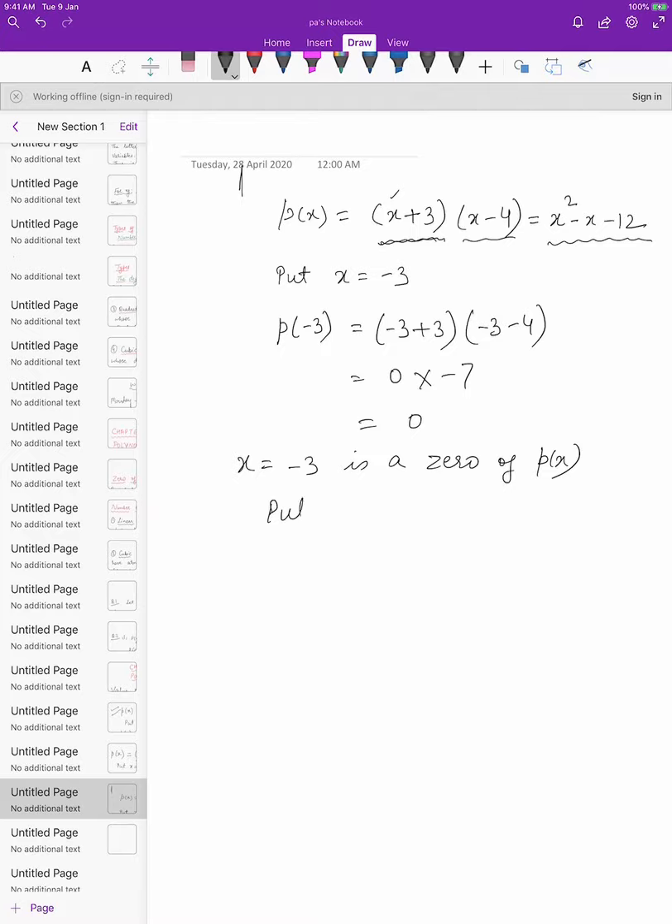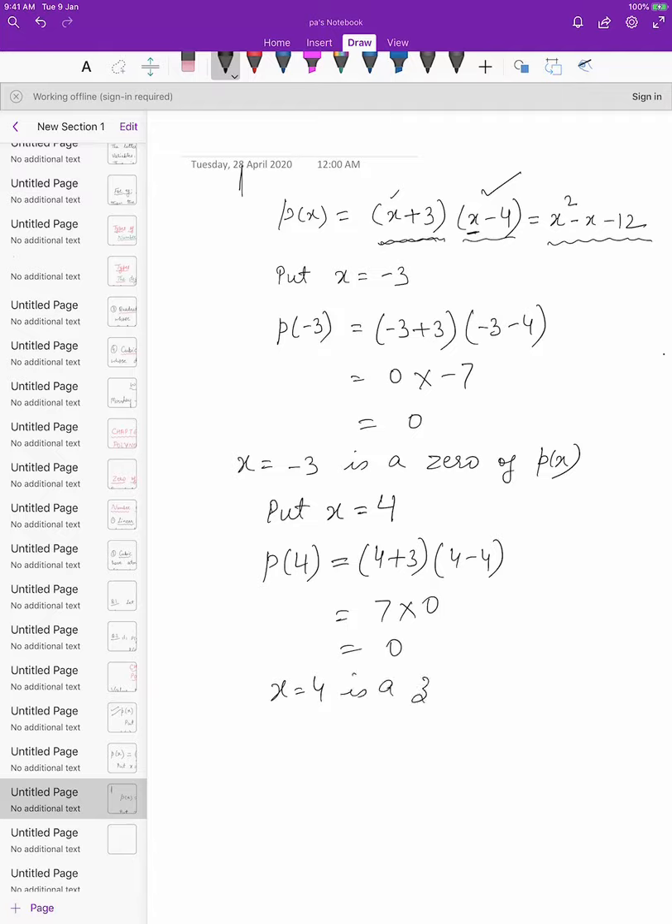Also, now I am trying to make the other factor 0, x minus 4. Which value of x will make this bracket 0? If I put x is equal to 4. So now let's check out what p(4) is equal to. That is equal to (4 plus 3) into (4 minus 4). That gives you 7 into 0, which is equal to 0. Hence I can also say x is equal to 4 is a 0 of the given polynomial p(x).